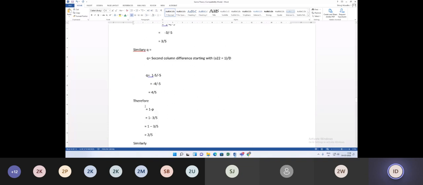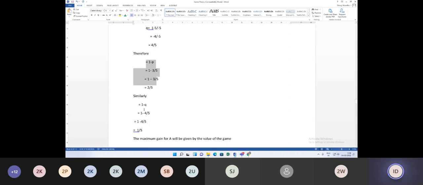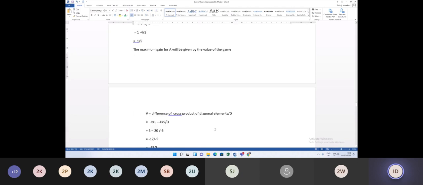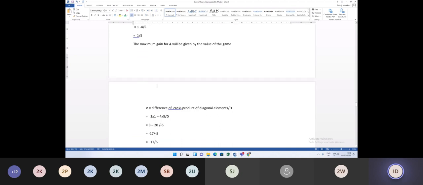Similarly, Q is calculated as 1 minus Q. Q is already calculated, so 1 minus Q is 1 minus 4 by 5, that is 1 by 5. The maximum gain for A will be given by the value of the gain. Now the actual value of gain is calculated, because all this we need for calculation of D and the probability.